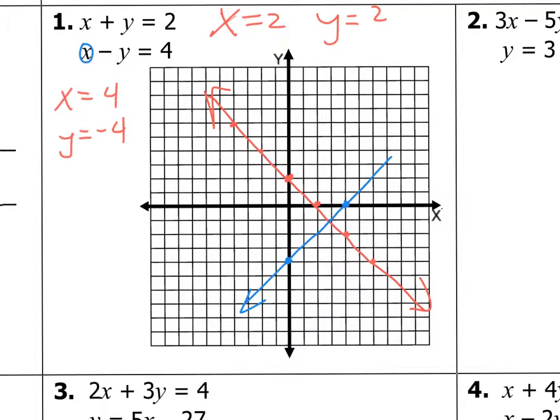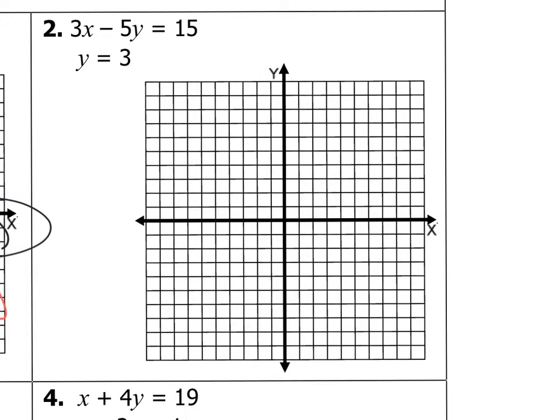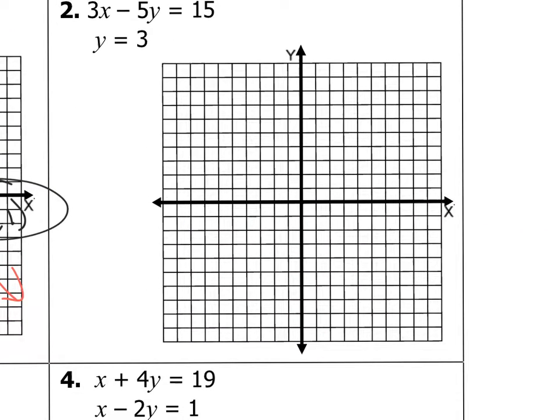And I bet you, if you notice, my intersection is going to be about at 3, 1. And so you need to put 3, 1 over here as my intersecting point. Okay? Number two, y equals 3 is already done for you. So 1, 2, 3. I'm going to draw a line straight across here. So there's y is equal to 3.